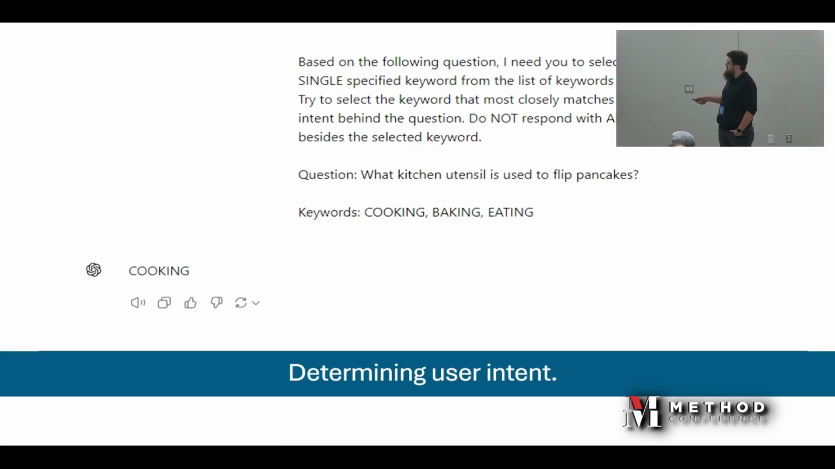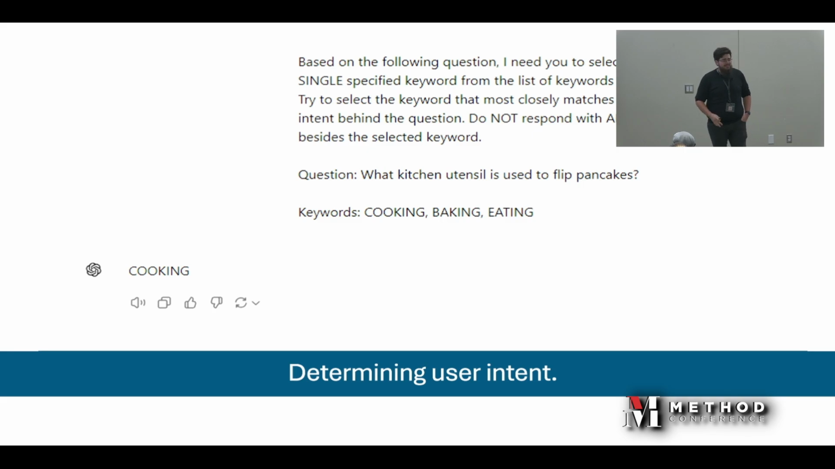And I'm going to jump one slide just so you can see this. So here's my prompt. Based on the following question, I need you to return a single keyword from this list. Try to select the one that matches the most reasonable interpretation behind the content and intent. Don't respond with anything else. So we're formatting the response. What kitchen utensils used to flip pancakes was my question. What are our keywords? Cooking, baking, and eating.